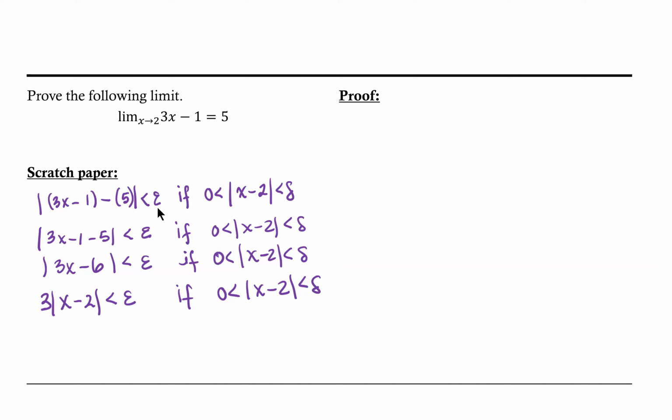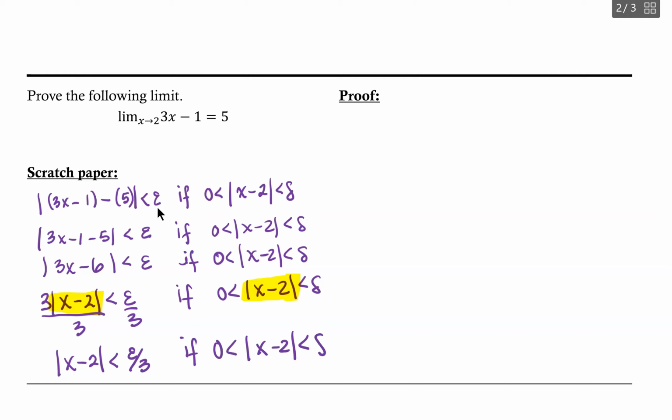Now at this point I notice that I've got this absolute value of x minus 2 component in my epsilon piece and this x minus 2 component in my delta piece. So what I'm going to do is now divide both sides of my inequality by 3, and I end up with the absolute value of x minus 2 less than epsilon over 3 if 0 is less than absolute value of x minus 2 is less than delta.